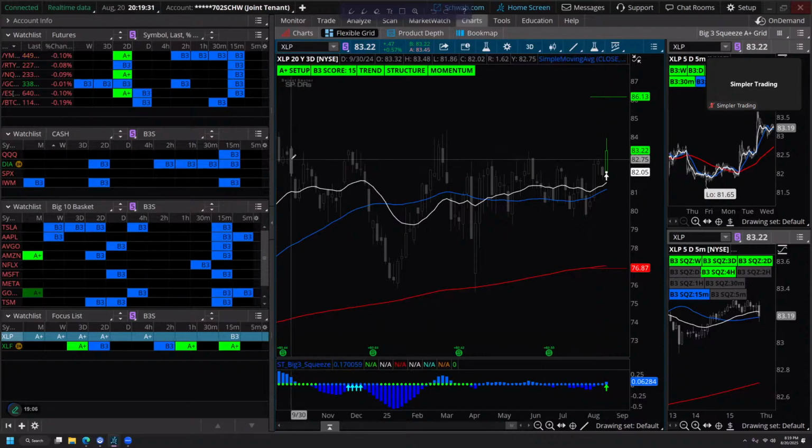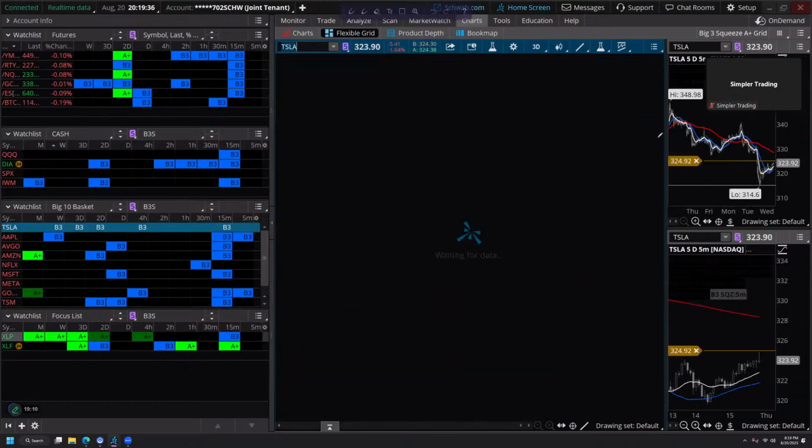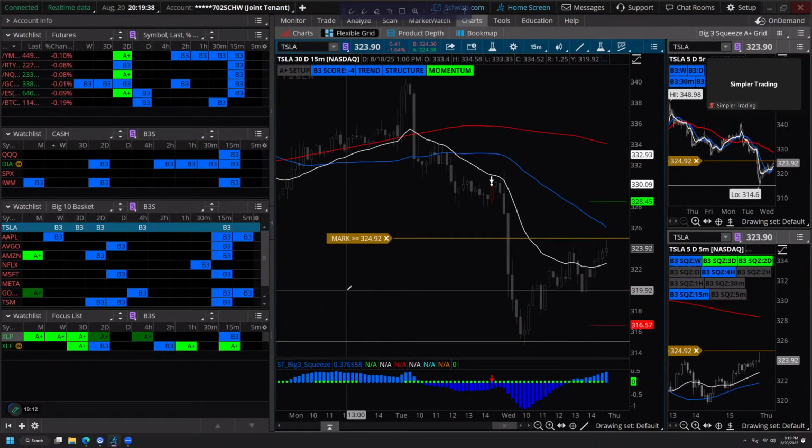Let's go take a peek at one more here. What about the Tesla 15-minute? Is there a squeeze? Yes. Is there a bright green or a bright red candle? No. I don't have a trade here. So there's one new tool.